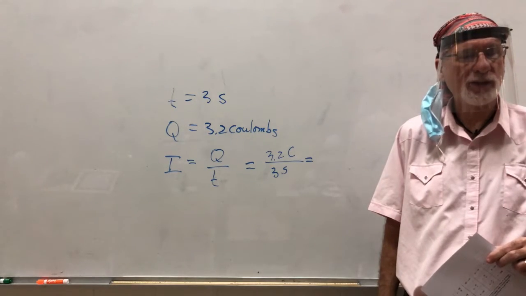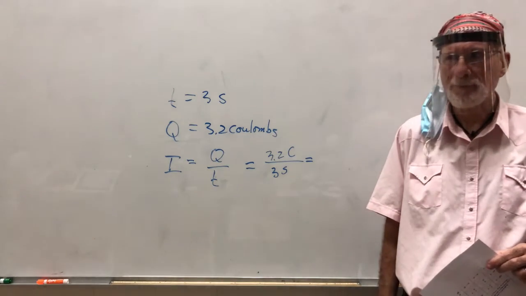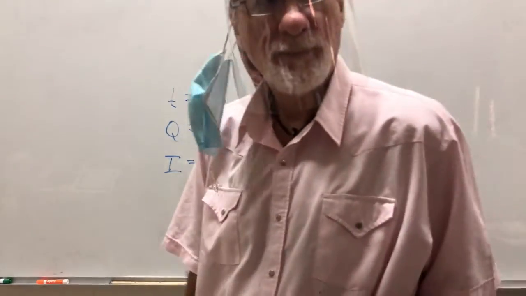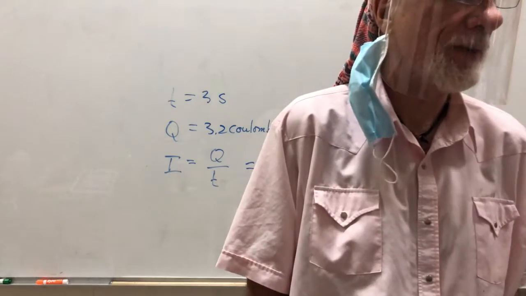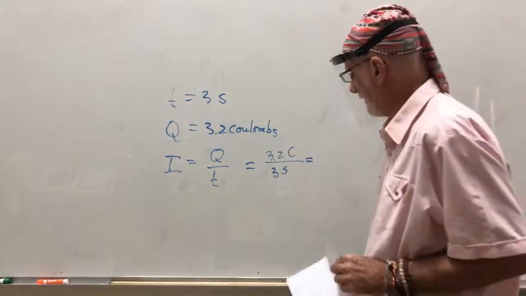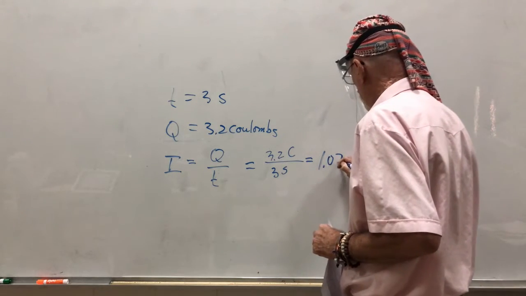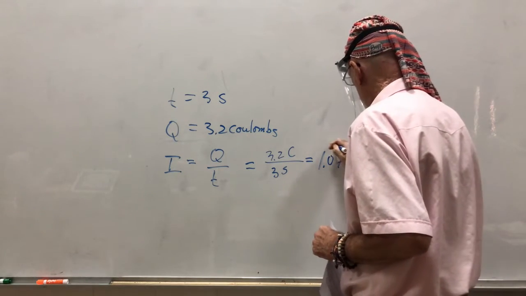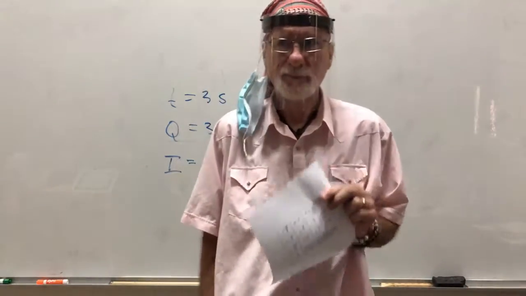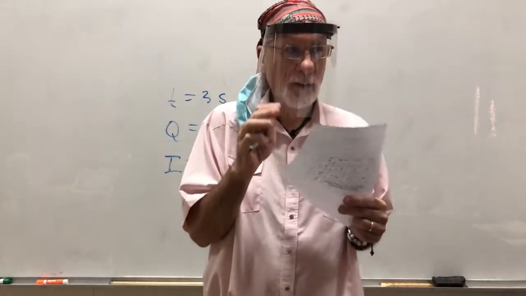3.2 divided by 3 is like 1 point something. 1.6. What is it? Well, 3.2 divided by 3? 1.07. Don't forget amps, right?